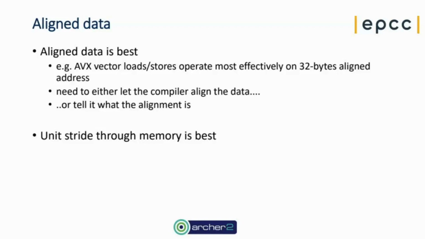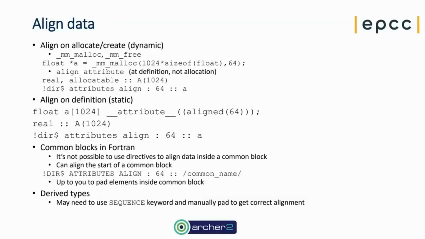Okay, so just to repeat again, aligned data is best. For AVX, we want things aligned on 32 byte boundaries, and we need to either let the compiler do it itself, or tell it what the alignment is. And again, unit stride is best.